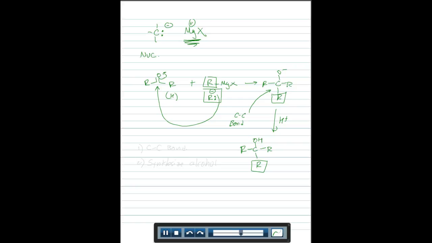So you do two things in this reaction. You make a carbon-carbon bond, or you extend the chain if you're a longer chain. And the second thing is you synthesize an alcohol. Your product is always an alcohol in Grignards, in most cases. Those are the ones that we're going to see in this.